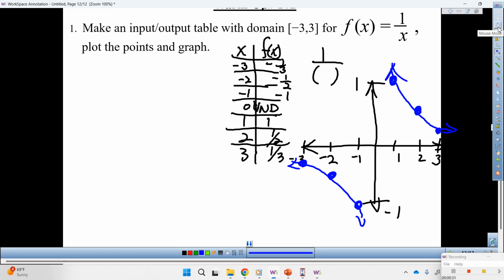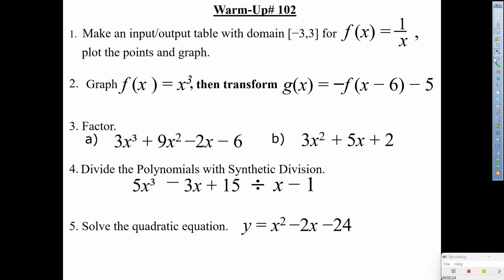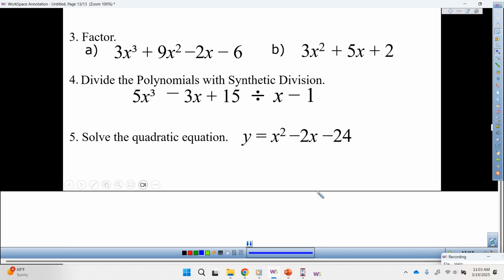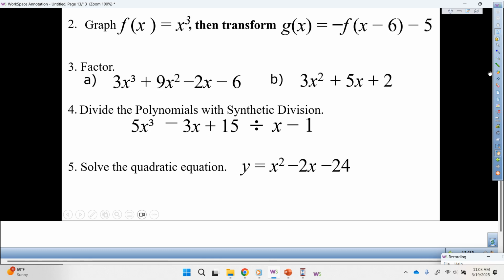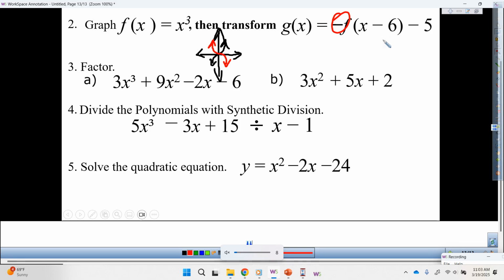Number 2. Says transform that function. So, our cubic function, once again, it goes through the origin. And what happens to that? According to this negative here, it flips. And then from there, it goes 6 to the right and 5 down. So that means it's going to be now somewhere down here.